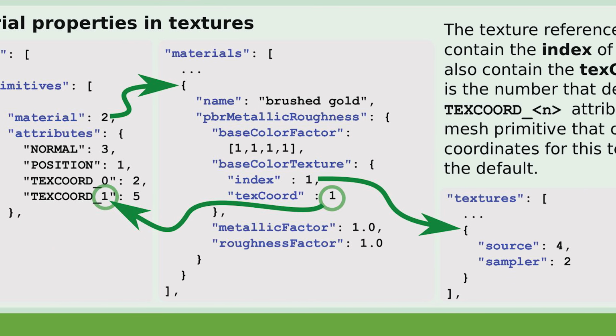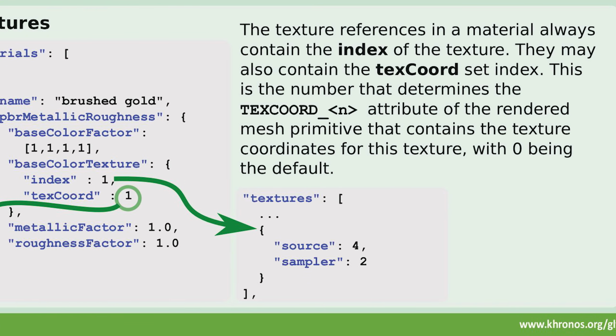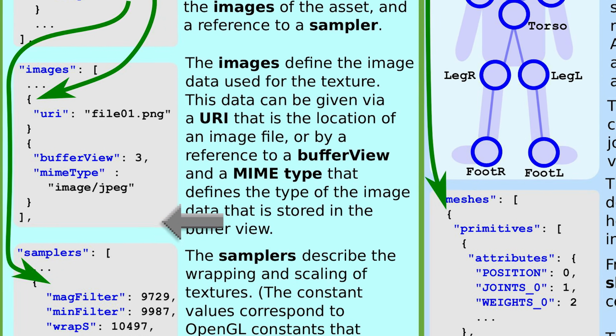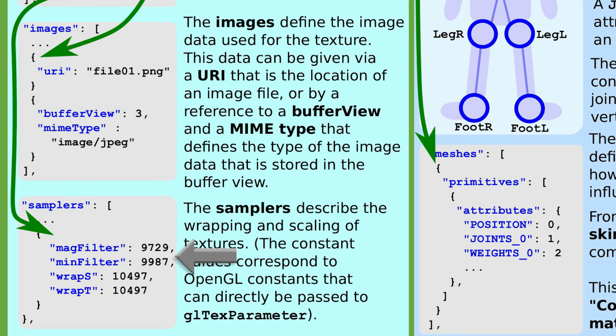A material refers to its various texture maps by indexing into the textures list. A texture is used to define the combination between a sampler and an image source. Samplers describe how a texture should be sampled during shading, and contain fields for controlling the magnification and minification filters, as well as texture wrapping when the UV coordinates are outside of the normalized 0 to 1 range.